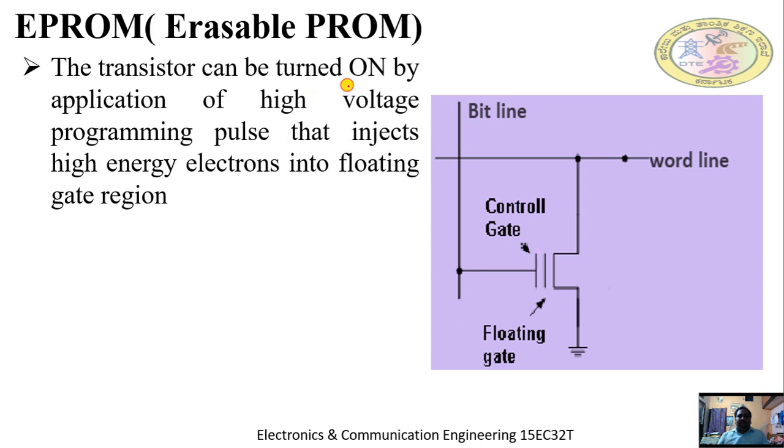The transistor can be turned on by application of a high voltage programming pulse that injects high energy electrons into the floating gate region. So whenever the user wishes to program, by default the transistor was in off condition and it was storing a logic value 1. If the user wants to store a logic 0, he has to use a high voltage programming pulse which will inject electrons.